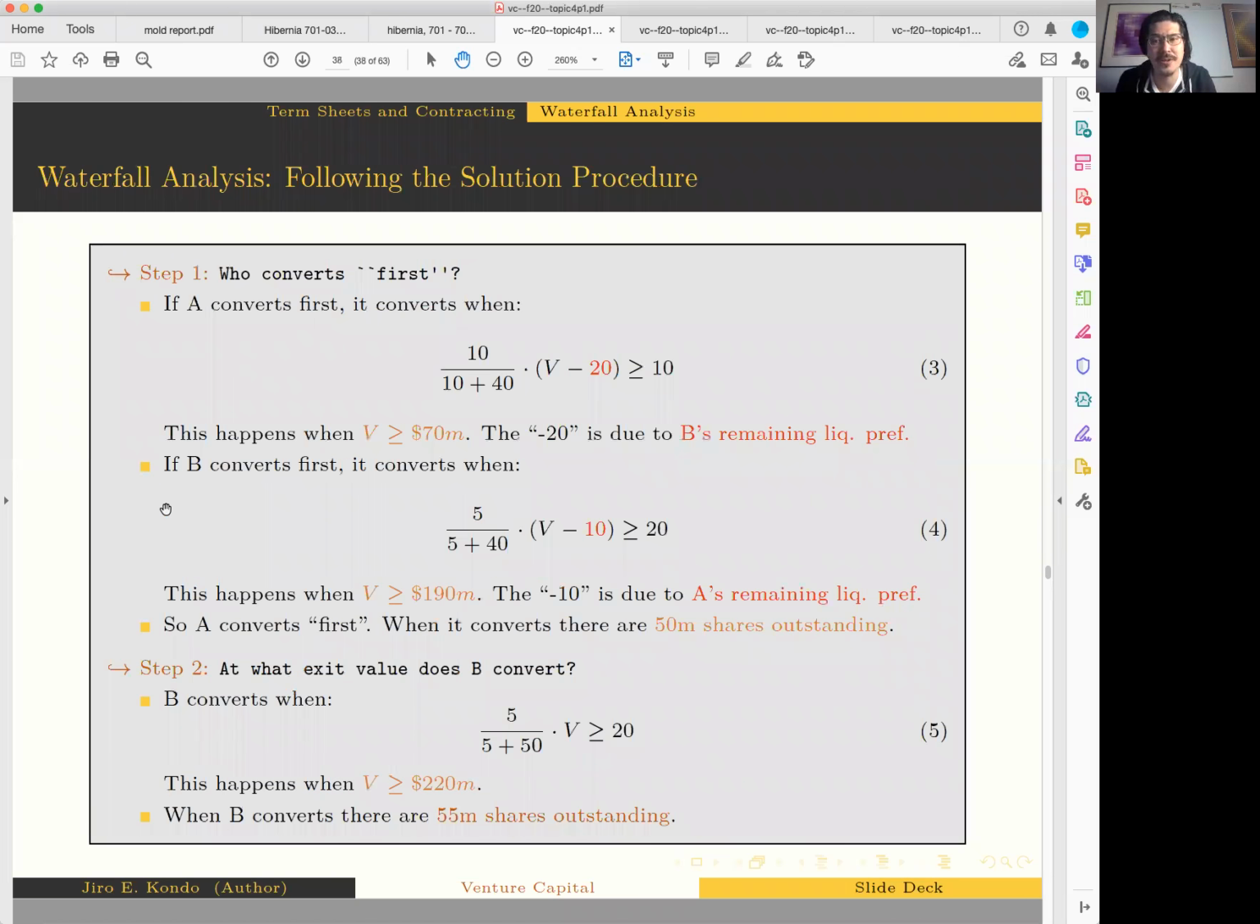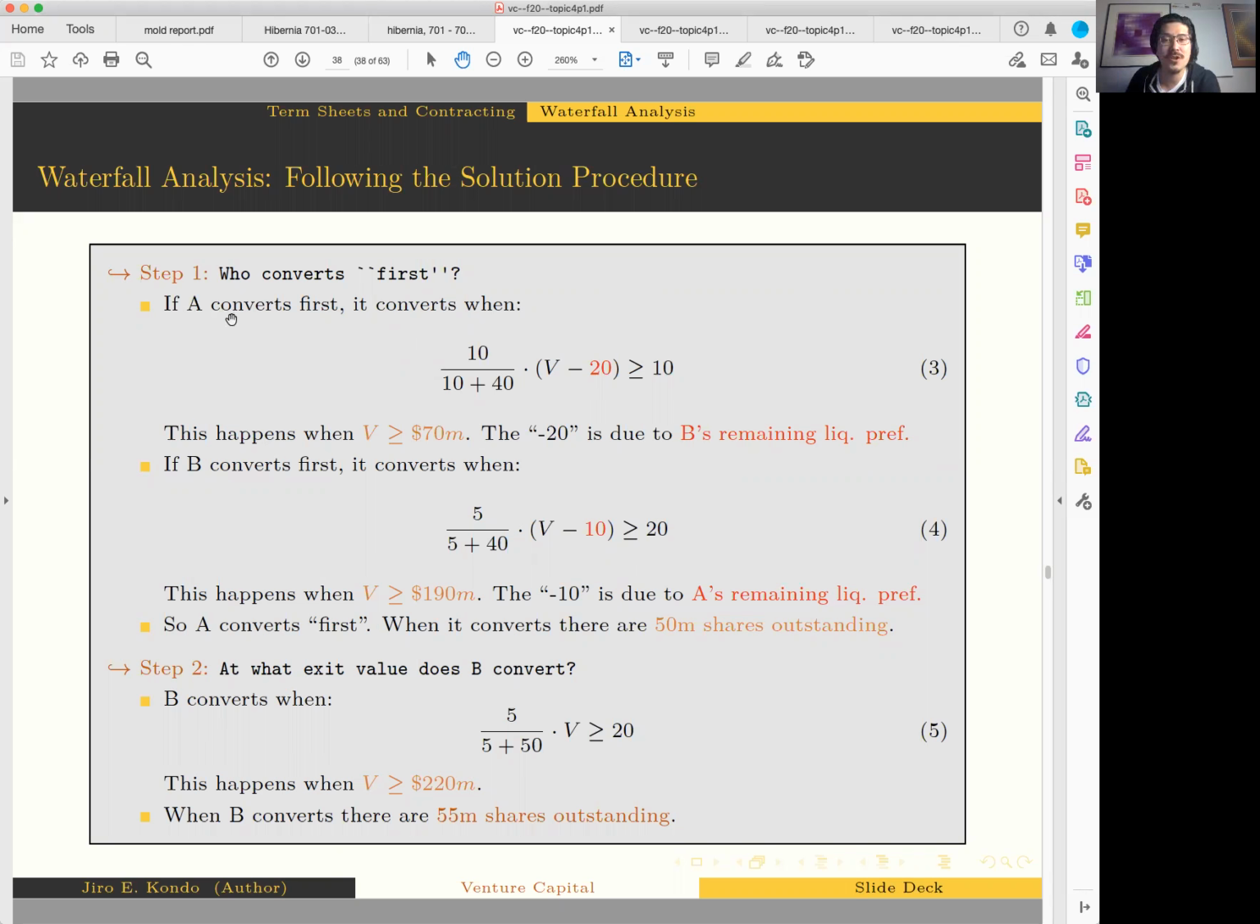so let's go ahead and use this algorithm in the context of the example we just discussed. So who converts first? What we're going to do is two hypothetical calculations. We're going to ask ourselves, if A converts first, at what threshold exit value do they convert? And then flip side, we ask, well, if instead B converts first, at what exit value would they convert? Out of the two, the one that gives us a smaller number is the one that actually goes first. Does that make sense to you guys? So let's go ahead and figure this out. These are important calculations to follow. Slow me down if needed.